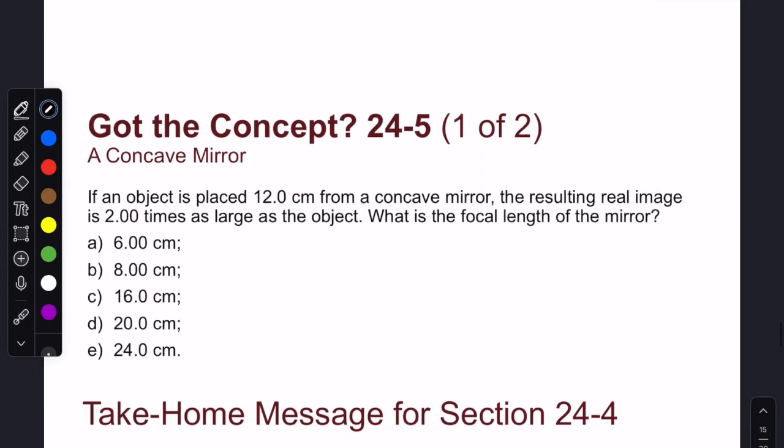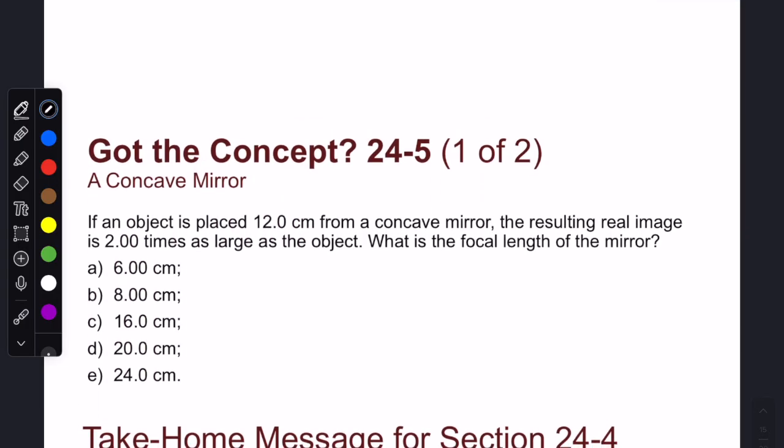So I think I have got the concept here. Okay, so let's say we have an object placed 12 centimeters from the concave mirror. So that means our DO is 12. And the resulting image is real, so DI is positive. And it's 2 times as large as the object. So what does that mean? That means that HI is 2 times as large as the object's height, right? Can we find the focal length of the mirror?